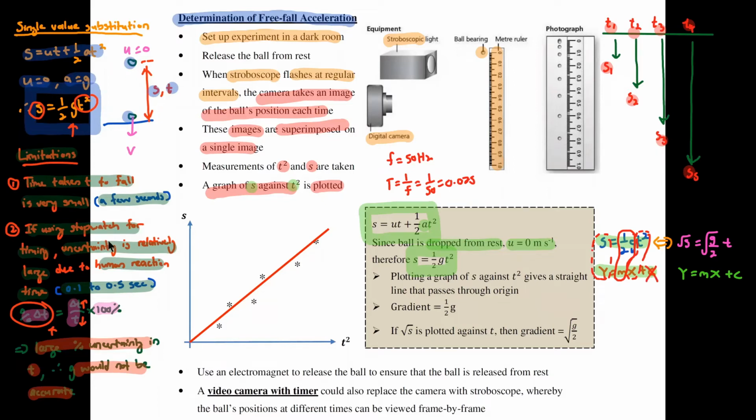If we were to plot a graph of s against t², we would get a straight line graph that passes through the origin, like what we are seeing over here. The gradient is equal to half g, from which g can be calculated directly.